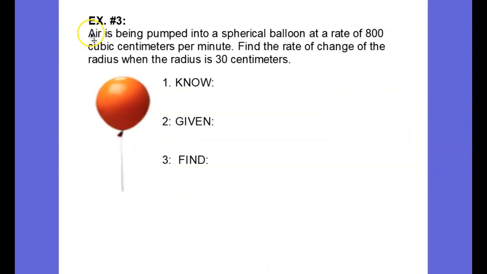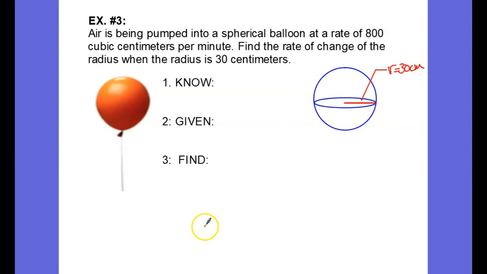In example 3, we're told air is being pumped into a spherical balloon at a rate of 800 cubic centimeters per minute. Find the rate of change of the radius when the radius is 30 centimeters. So let's draw a picture of this situation and label the important parts. Alright, so here's our sphere with its radius, and we're told that r is equal to 30 centimeters. That's going to be the time that we're interested in.